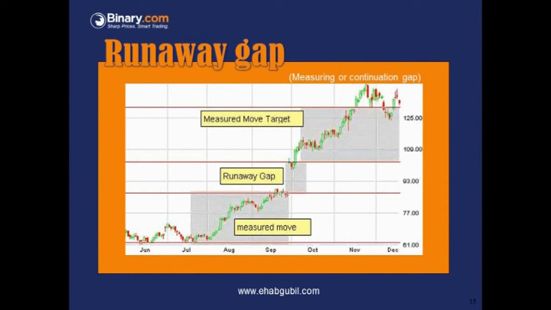It's also called a measuring gap because the theory is that the measuring gap will happen in the middle of the move or the trend.